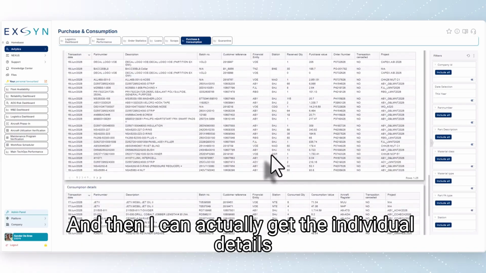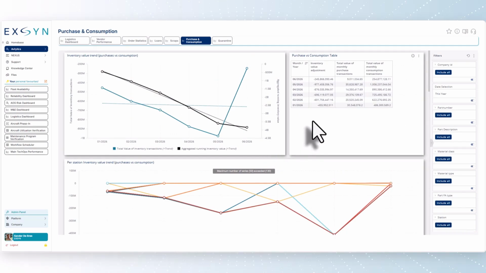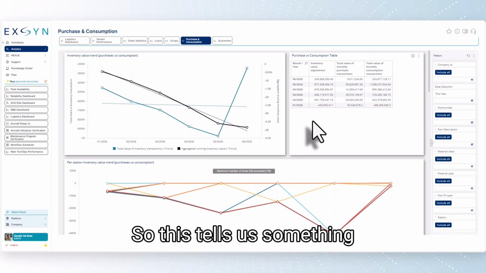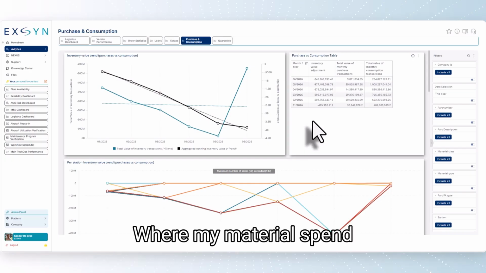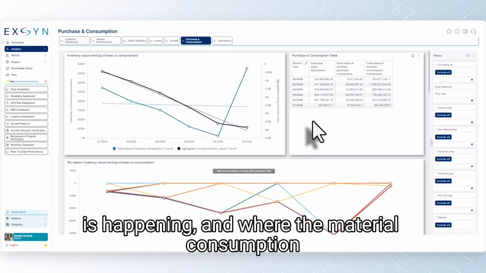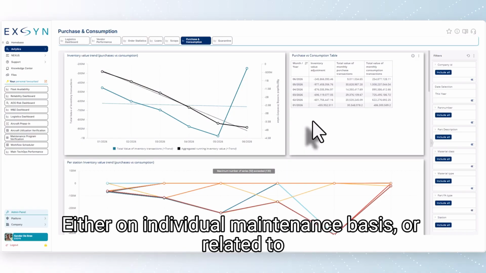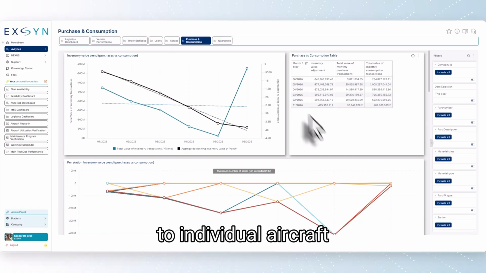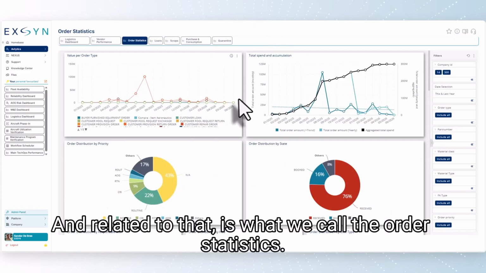And then I can actually get the individual details of the inventory transactions. So this tells us something as a logistics organization, as an engineering organization, where my material spend is happening, and where the material consumption on my fleet is happening, either on individual maintenance basis or related to individual aircraft in my fleet. Related to that is what we call the order statistics.